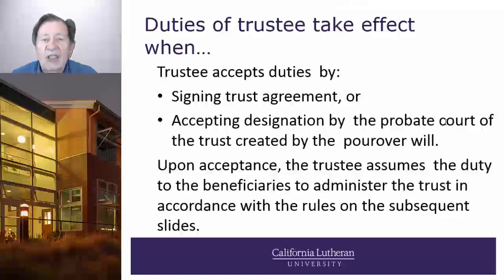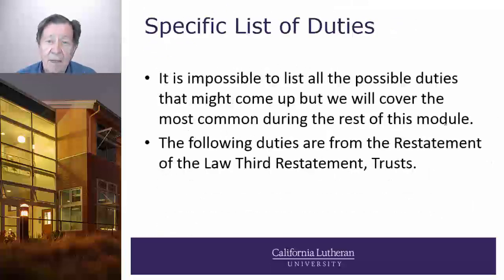When do the duties take effect? Well, if we have an inter vivos trust, then it takes effect when the trustee signs the trust agreement. If it's a testamentary trust, it takes place when the court assigns the trustee as the trustee for it, and that's on the pour-over will. From that time forward, the trustee assumes all responsibilities of the trustee, which we'll be discussing.